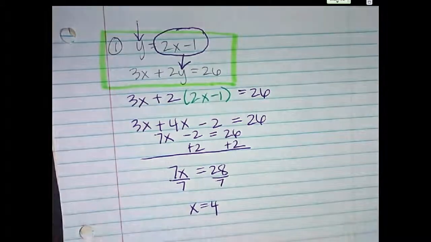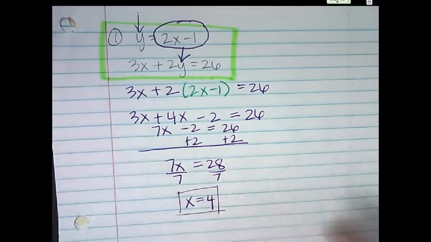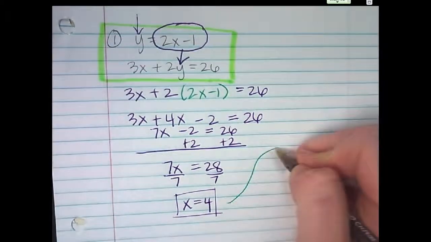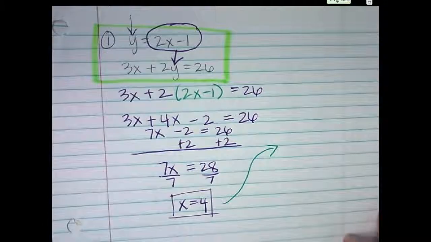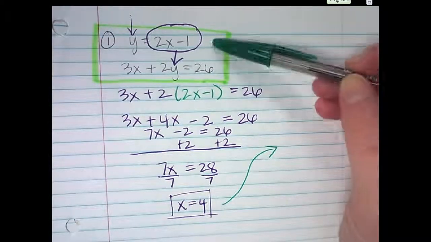The worst part of this is if you get the first one wrong, it means the second one's usually going to be wrong. So there's x equals 4. And then I'll just go over here. Again, you can go back into either one of them. I'm going to go back into the first one.